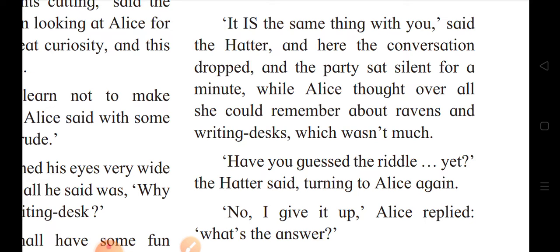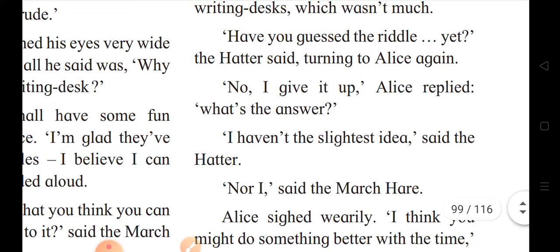"No, I give it up," she says. She's saying that she is not finding the answer to it, so she gives it up. She says she is not able to answer it. Alice replied, "What's the answer?" So she is asking curiously now what the answer to this question is. "I haven't the slightest idea," said the Hatter.